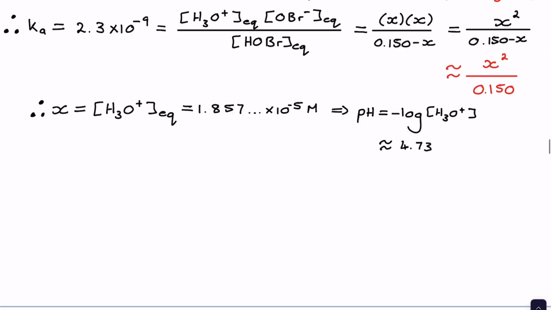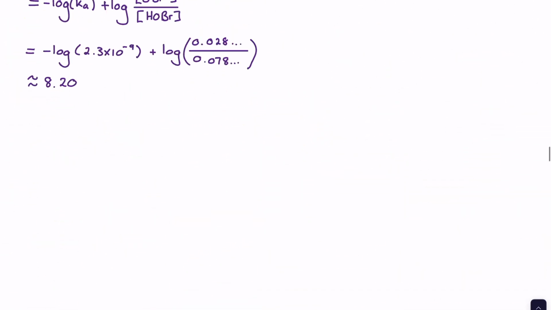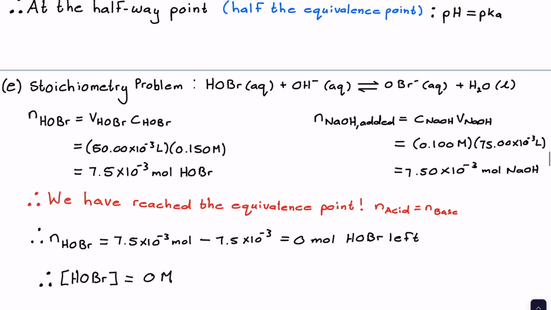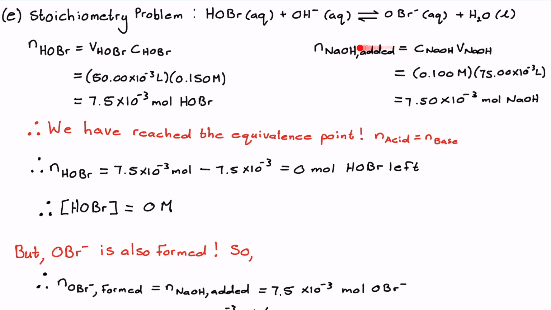And the next volume that we are interested in is once we've added 75 milliliter of sodium hydroxide, and after that 90 milliliter in total. So it's still a stoichiometry problem, right? What happens once we've added 75 milliliter of sodium hydroxide? Well, that means we've added 7.5 times 10 to the negative 3 mole. That means we've reached the point where the number of mole of sodium hydroxide equals the number of mole of the acid. Therefore, we've reached the equivalence point, because the number of mole of acid equals the number of mole of base added.